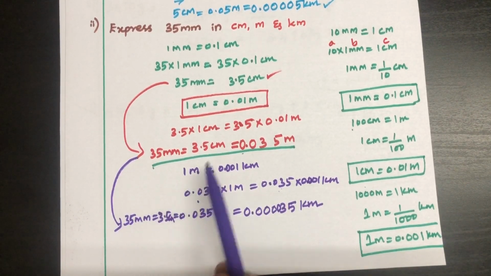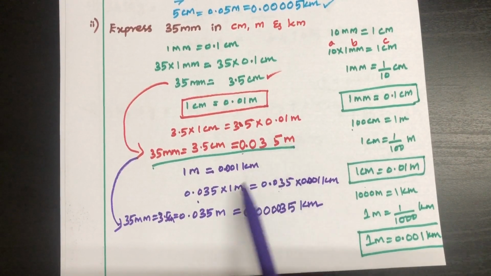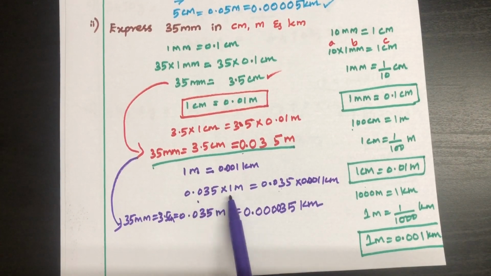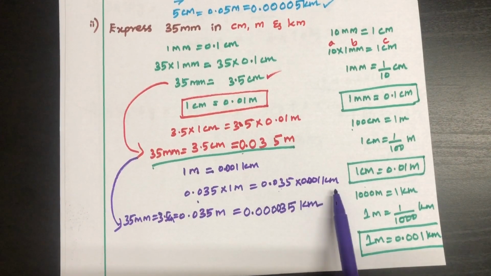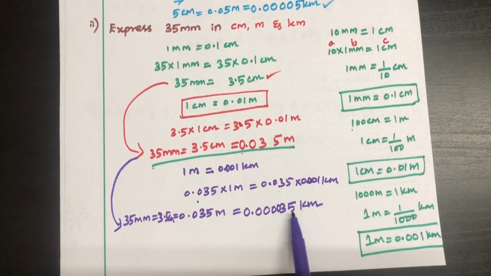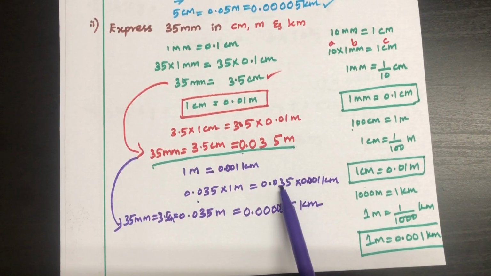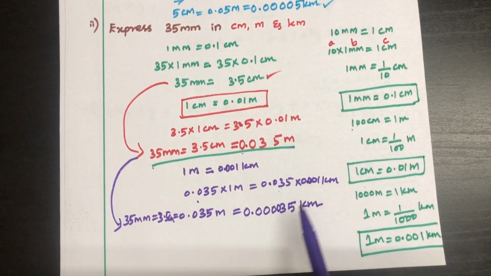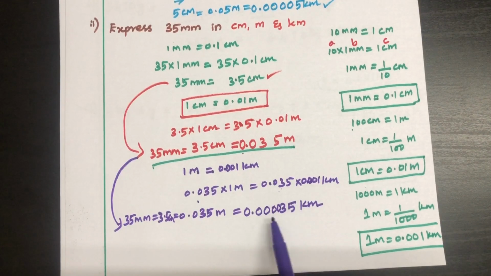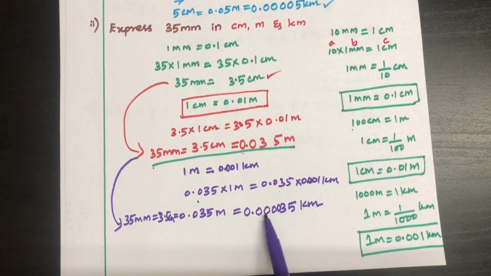These are all same, right? 35 mm is equal to 3.5 centimeter is equal to 0.035 m. See, 0.035 into 1 meter is equal to 0.035 meter only. Now how to multiply this? Just multiply the numbers alone. 35 into 1 is 35. Count the decimal places. 1, 2, 3, 4, 5, 6. 6 decimal places are there. So we need to leave 6 decimal places in the right hand side. So this is our conversion.